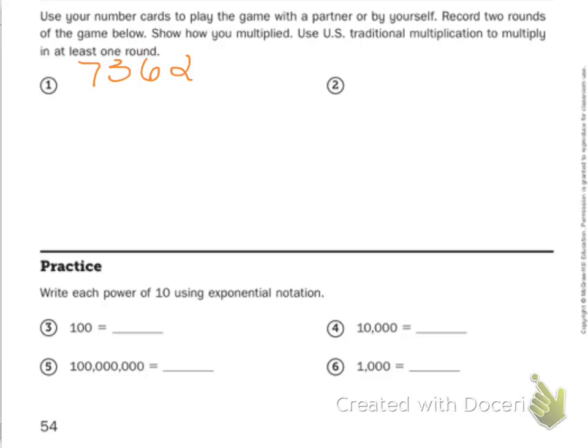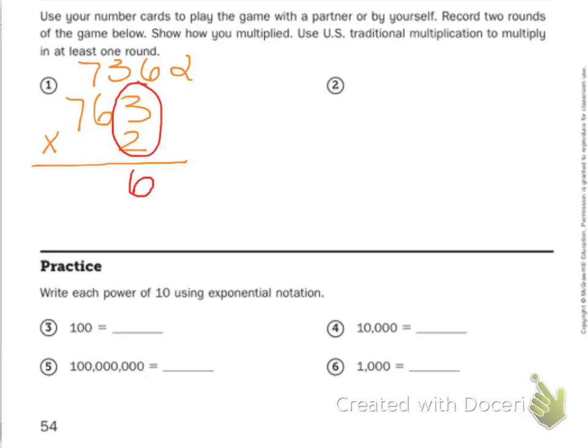So first thing I want to do is make the largest number first. So I'm going to do 763 times 2. So first thing I do, I'm going to circle it in red, is 3 times 2. 3 times 2 is 6. I don't have to do any carrying. It's in my ones column.